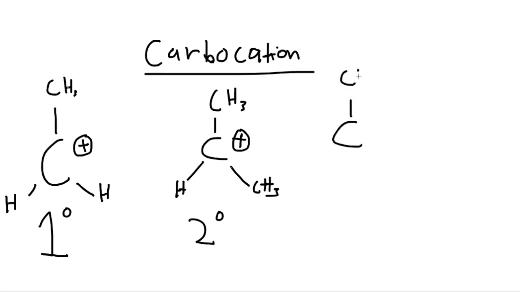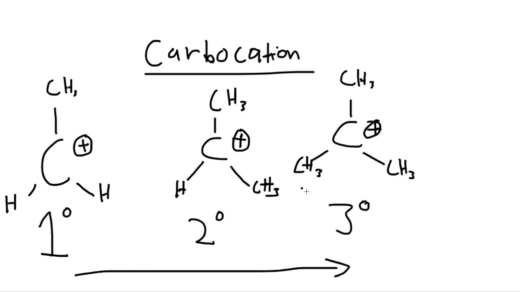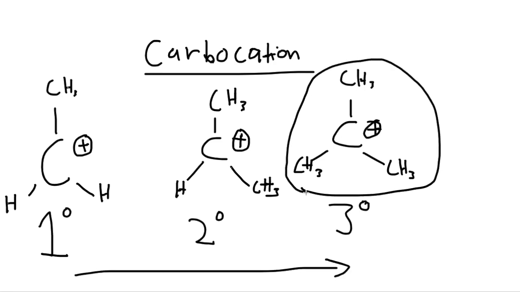Finally, we have a carbon that's connected to 3 carbons, positively charged, and this is called tertiary. So we have 1 prime, 2 prime, and 3 prime, right? Stability goes this way. That means this is the most stable, and this is where we want the positive charge to be. When a carbon is connected to 3 carbons, that's where we want the positive charge to be on that carbon.